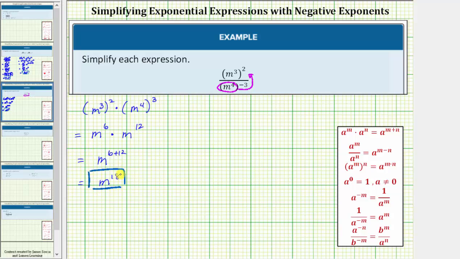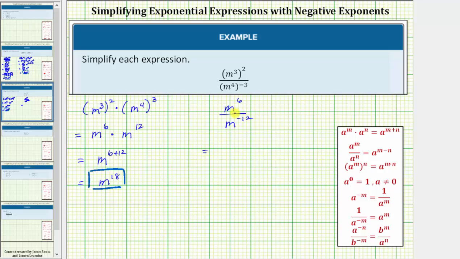Let's take a look at a second method. For the second method, we'll leave the expression in fraction form and clear the parentheses by applying the power property of exponents, which again means if we have powers raised to powers, we multiply the exponents. In the numerator, we have m to the third raised to the second power, which is m raised to the power of 3 times 2, which is 6. In the denominator, we have m to the fourth raised to the power of -3, which would be m raised to the power of 4 times -3, which is -12.